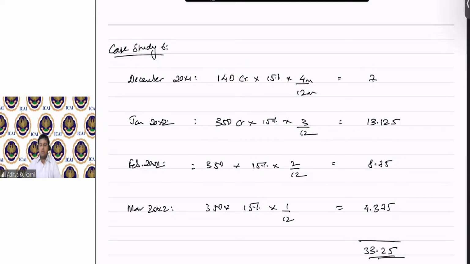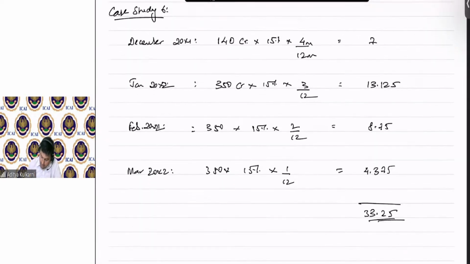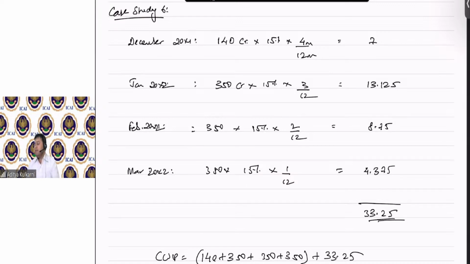So this is the borrowing cost that will be capitalized, assuming of course that your borrowing cost is greater than this. Okay. So the CWIP, the capital work in progress, would be 140 plus 350, 350, 350 plus 33.25. So this will be the value of the construction work in progress plus 33.25, 1,223.25 crores. This will be the value of the asset. Are we clear with this?